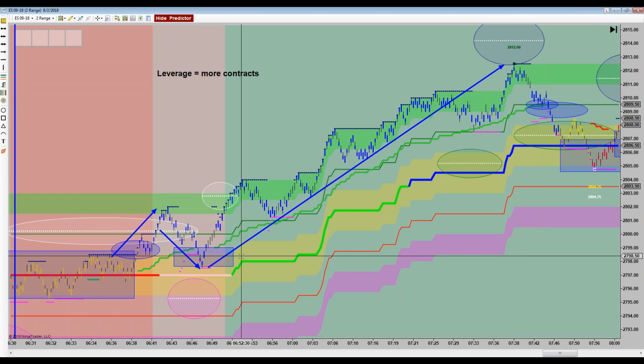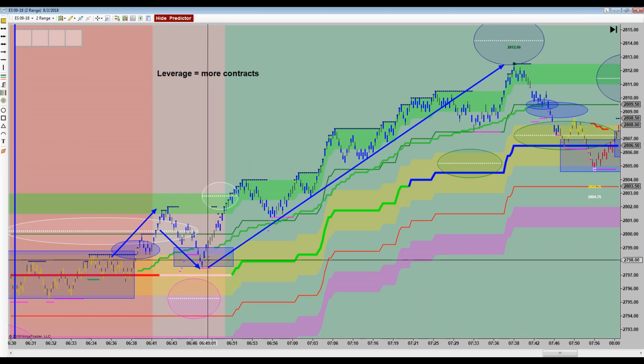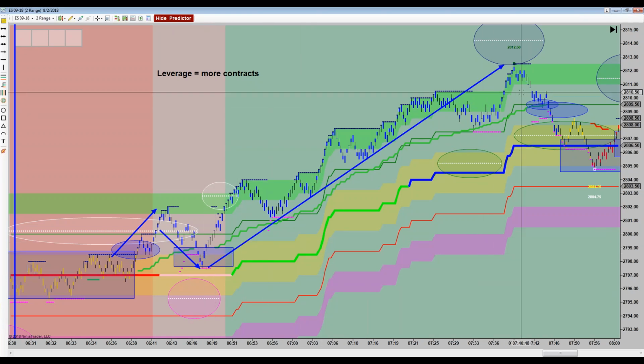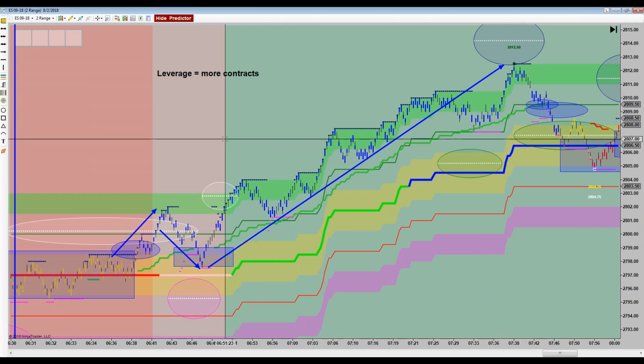42 ticks at 12.50 a tick is how much? Do some quick math here. Get my slide rule out. For my 525. Yeah, roughly between 5 and 550, depending on your actual fills, where you got in, slippage, where your stop actually was. Between 5 and 550, call it 5.25.